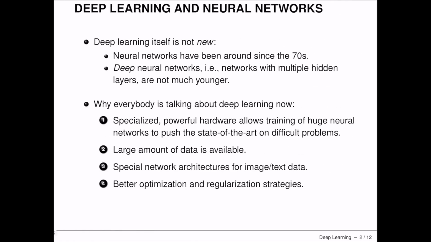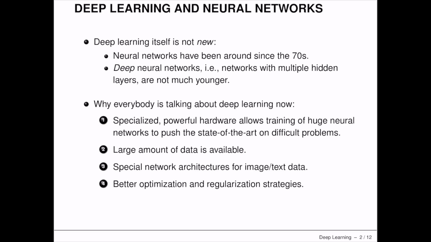Now, deep learning itself is not new. Neural networks have been around since the 70s. And also back then, deep neural networks, that is, neural networks which have multiple layers of hidden neurons, were used already. So one can wonder why, if everything is so old already, everybody is talking about deep learning right now. And there are several reasons for that.